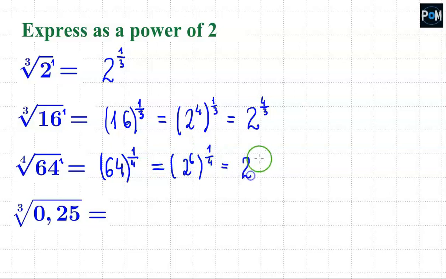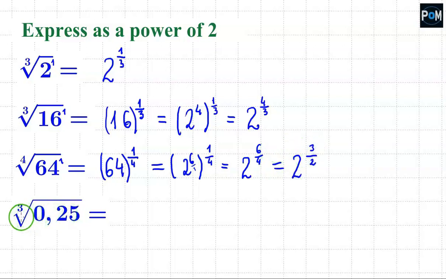And then it's going to be 2 to the power and then 6 times a quarter, which gives us 6 quarters. Because 6 wholes is 6 ones, so 6 times 1 is 6, and 1 times 4 is 4. And that would be the result, just need to simplify it, and it will be perfect. Simplify by 2, and we get 3/2.